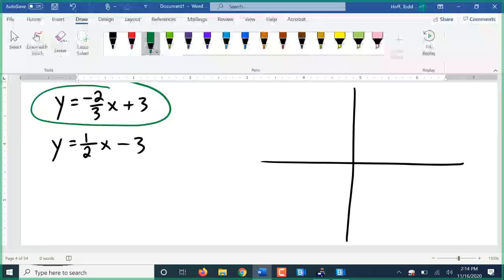So graph the top one in green again. We start out at 1, 2, 3, positive 3. A slope of negative 2/3 means we go down 2 and we run 1, 2, 3. I'm going to do it again. We go down 2 and run 1, 2, 3. We get a point there. So our line goes through those points.